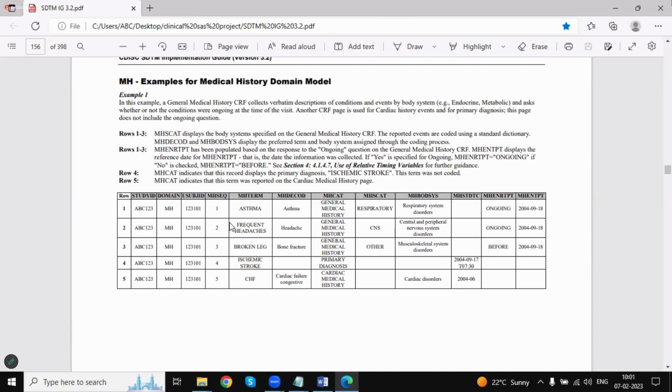See here. What types of terms do you have? Asthma, frequent headache, broken leg, stroke, cardiac arrest. Decode means, as per the MedDRA dictionary, what is the preferred term? Asthma means asthma only; frequent headaches, headache. Like this. Which category does it come under? Maybe general category or cardiac category. If you have some extra information, pass it to subcategory. Due to these medical problems, which body system is affected? Respiratory, muscular system, or cardiac disorders. STDTC is nothing but when it was started. ENRTPT is where we have to capture before or ongoing. ENTPT is when the subject was last visited, the date you had.